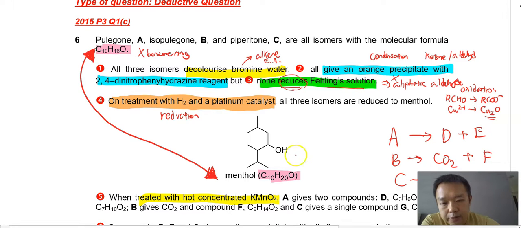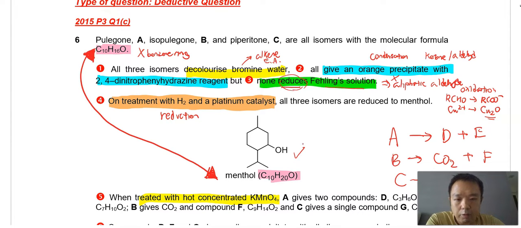So this is the very first time you see the structure of menthol, which is what all three isomers A, B, and C can become. So if we know the functional groups in A, B, and C, and then we know how these functional groups can be reduced to menthol, we will be able to know the structures of A, B, and C. So let's gather some information about what we have from A, B, and C so far.